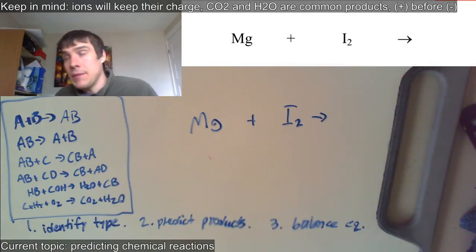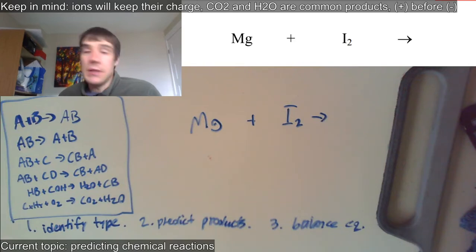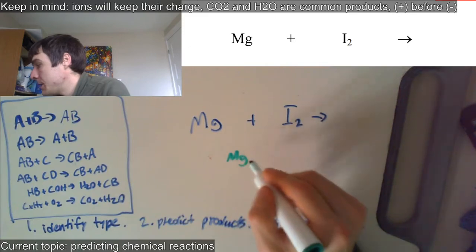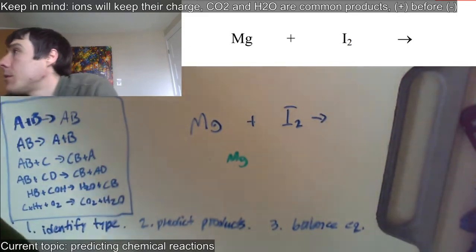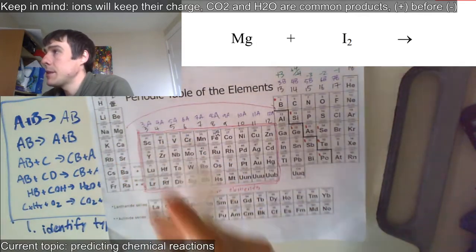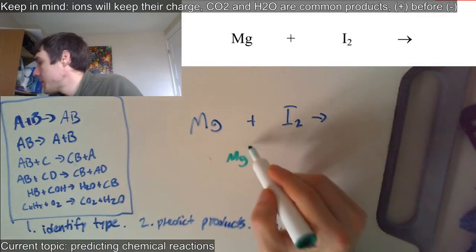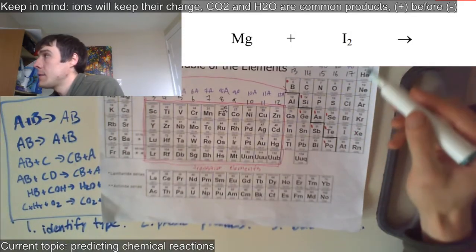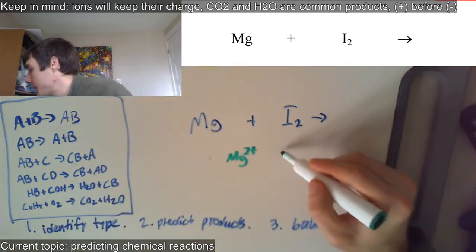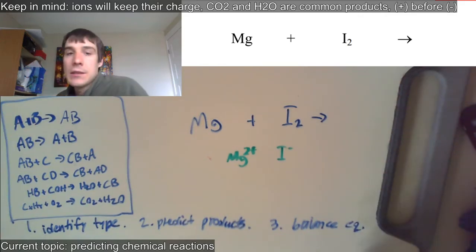Now magnesium is a metal and iodine is a non-metal, so it's going to be an ionic compound. So what we need to do is figure out what kind of ionic compound it's going to be. So magnesium, we know from our table. Let me get my table out here. There's my table. Here's magnesium right there. Second column. It's going to be 2 plus. Magnesium 2 plus. Iodine down here. Well, second to last column, right? Group 17, going to be a 1 minus. Iodine is a 1 minus.